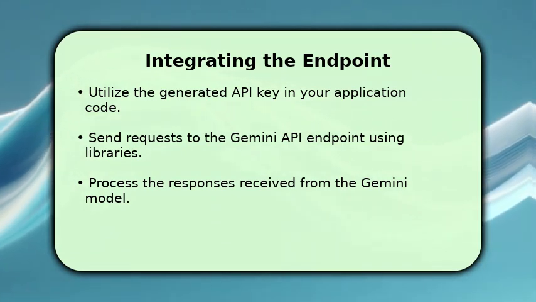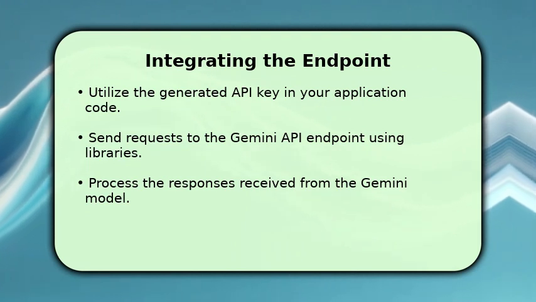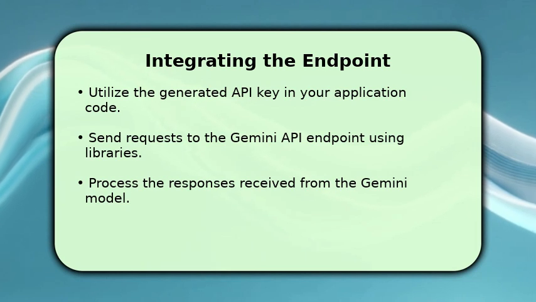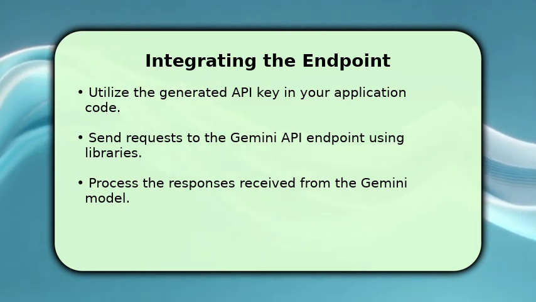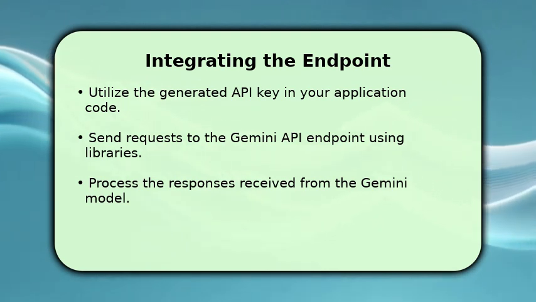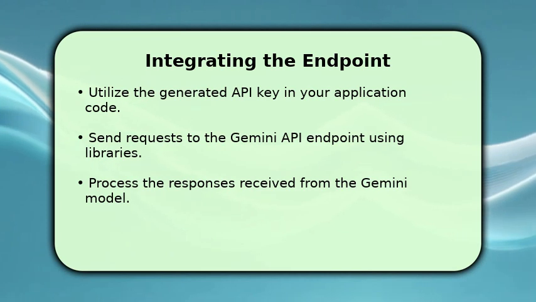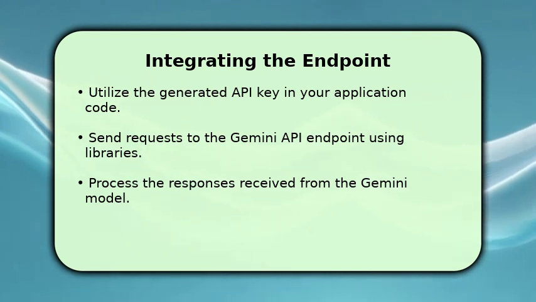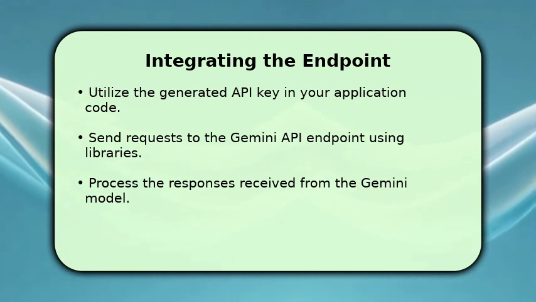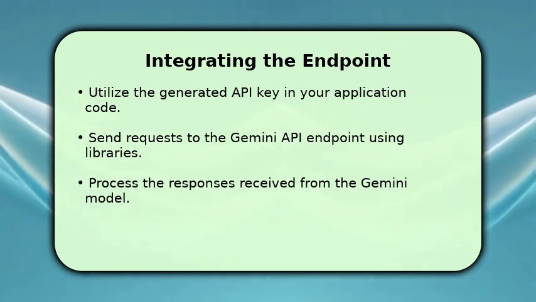You'll typically use a client library, available in various programming languages, to make calls to the API. These libraries simplify the process of sending requests and receiving responses. Your code will include your API key to authenticate these requests. After sending your prompt, the Gemini model will process it and return a response, which your application can then utilize.